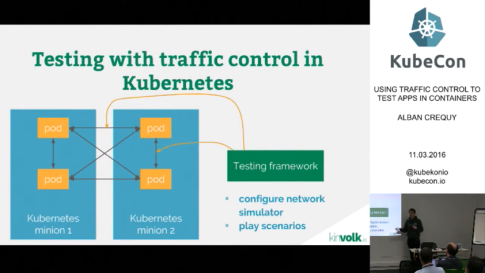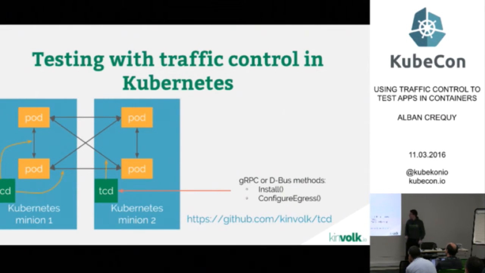And if I can define a network scenario where at the beginning it works fine, and then I have some latency, that would be good. How I did that, I implemented a small daemon called TCD, for traffic control daemon. It accepts commands either over dbus or gRPC. With Kubernetes, I'm using gRPC, so it accepts external commands to install a queuing discipline on a pod or a container, and then configure egress or ingress on them. TCD is available at this address.